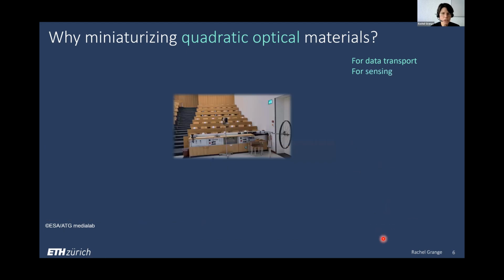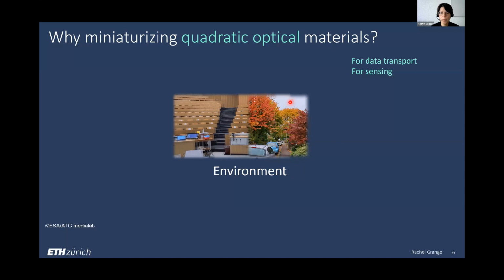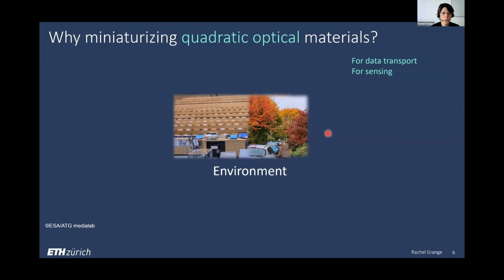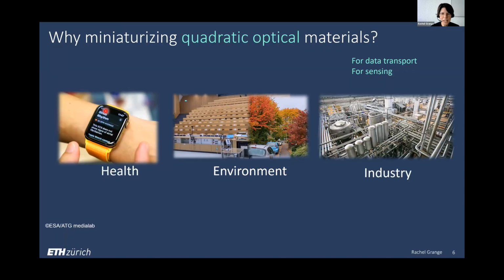Data transmission is not the only application; there are also applications for sensing. There are photonics materials that could be suited for monitoring air in a closed or open environment, or your heartbeat, or liquid, as in pipes in the industry. So you really need an integrated spectrometer for that.